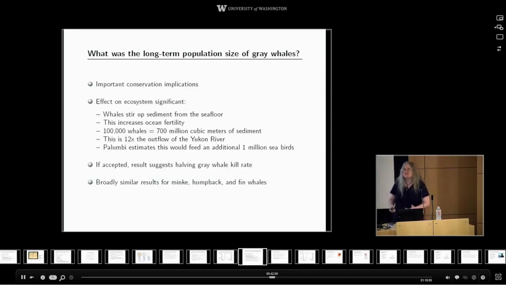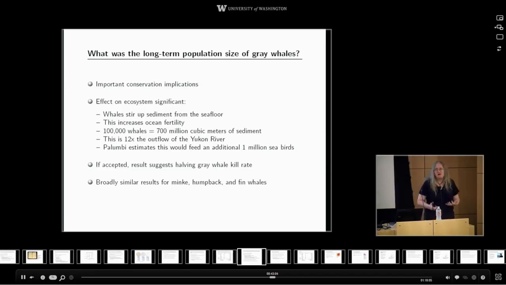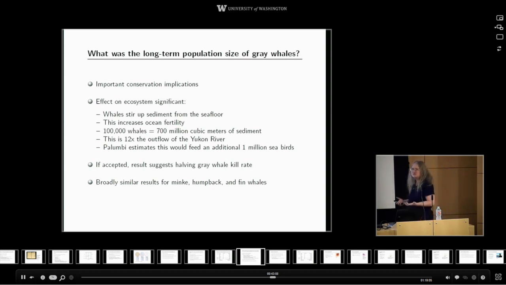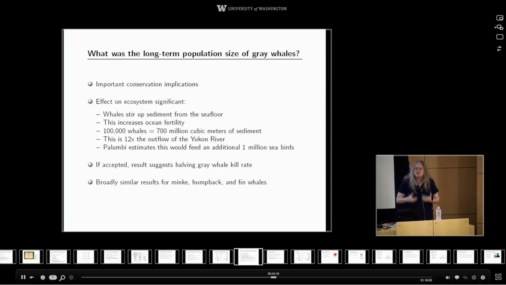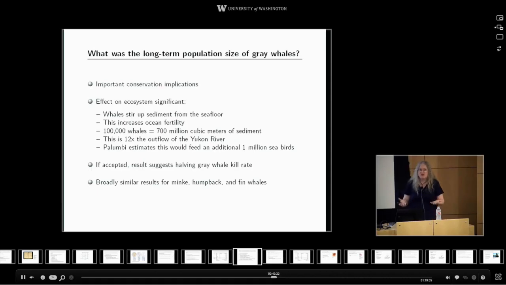I wish, in a sense, that Steve Palumbi were here to talk about this, because he's a whale biologist and I'm not, and he can wax eloquent about what 100,000 whales mean to an ecosystem. This is an ecologically important animal because its feeding strategies involve resuspending sediment from the ocean floor, pushing it up into the sunlight zone, which increases the fertility of that area of the ocean. That doesn't sound like a big deal, but 100,000 whales is a lot of whales.